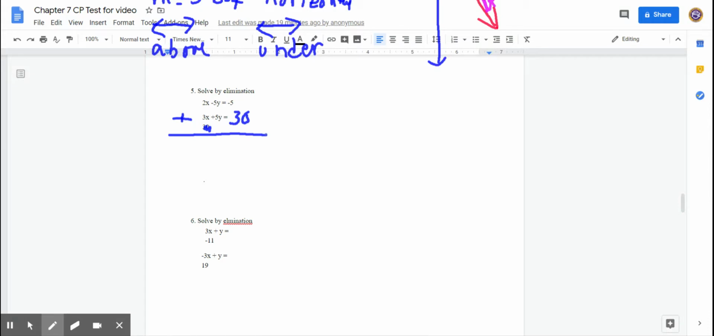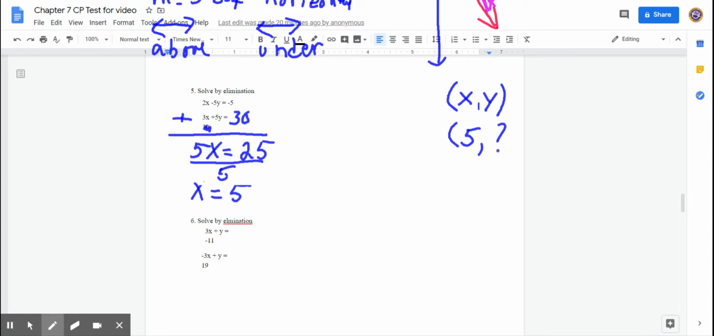So 2 plus 3 is 5x. -5y plus 5y is 0, so that's gone. And -5 plus 30 is 25. Now all we have to do is divide by 5, and we know what x is. Well, what are we looking for? Again, remember, we're looking for an ordered pair, x comma y. We have our x, so we need to find y.